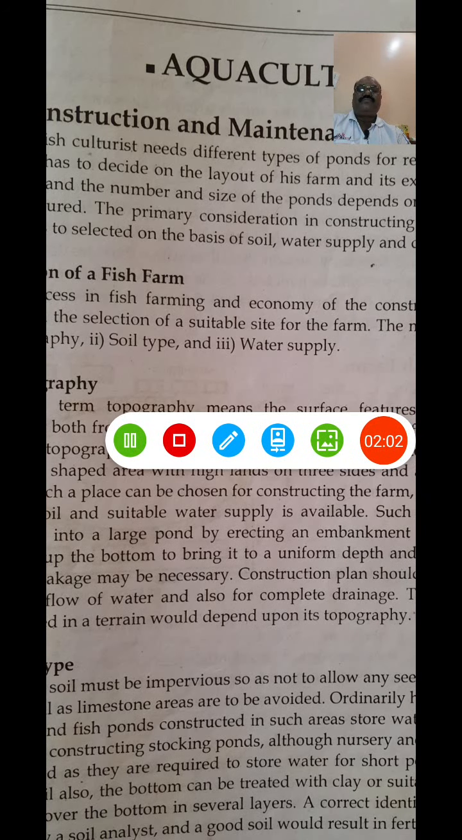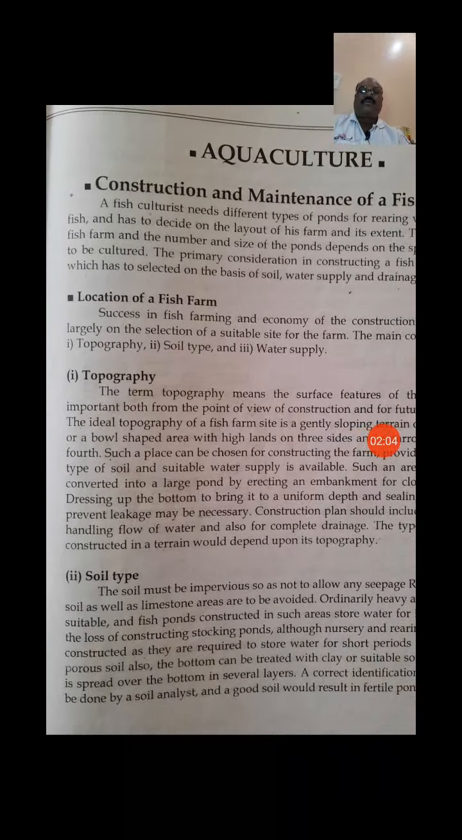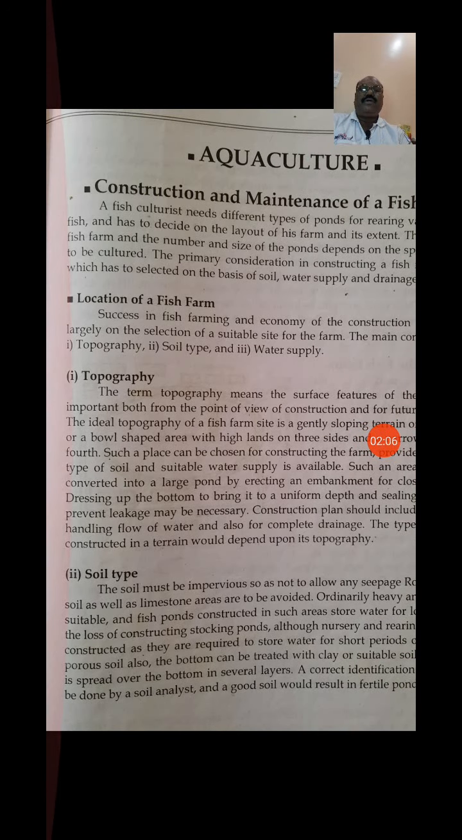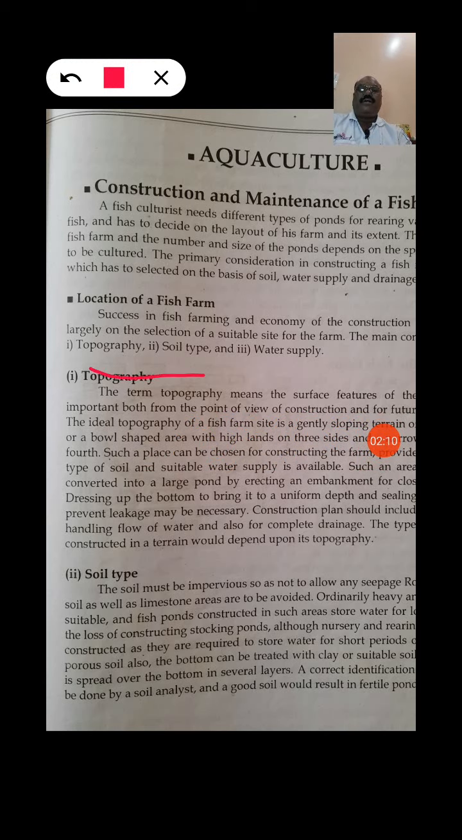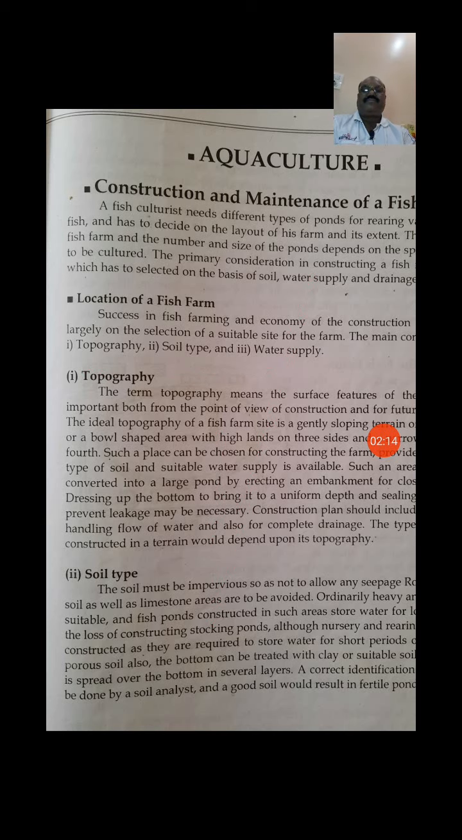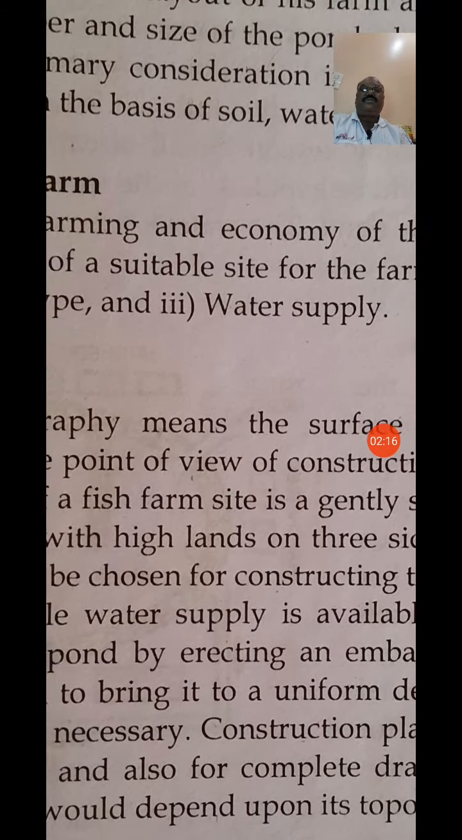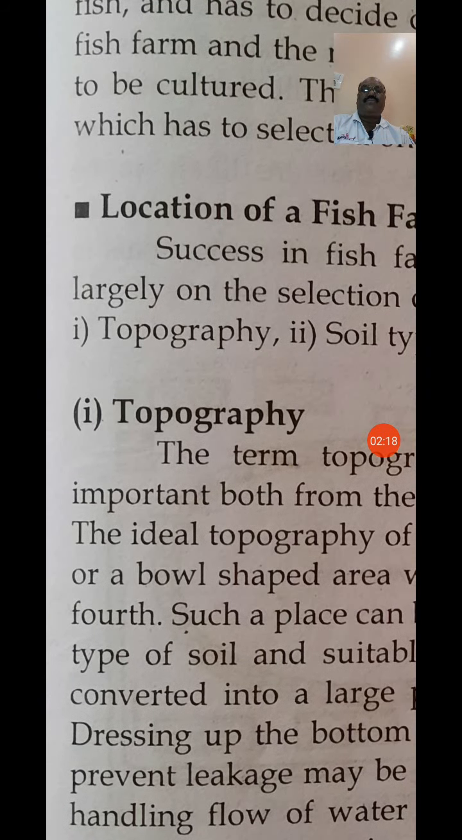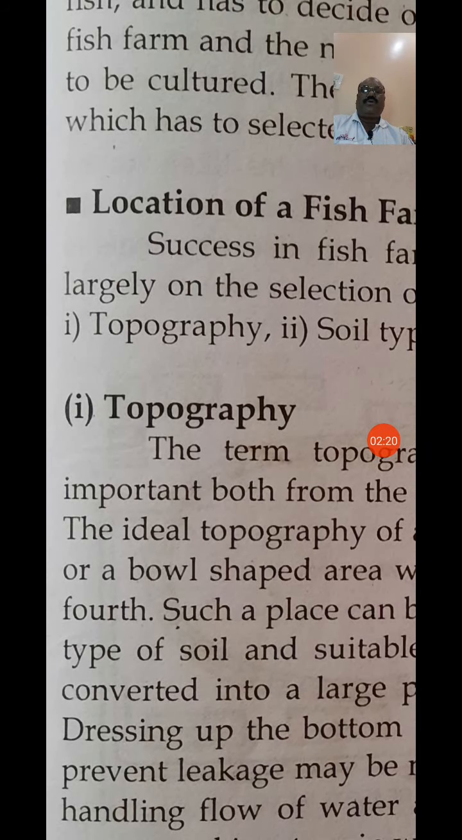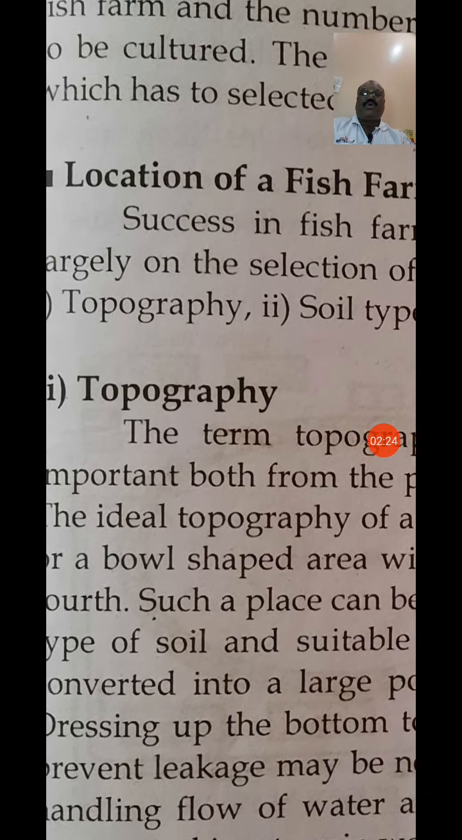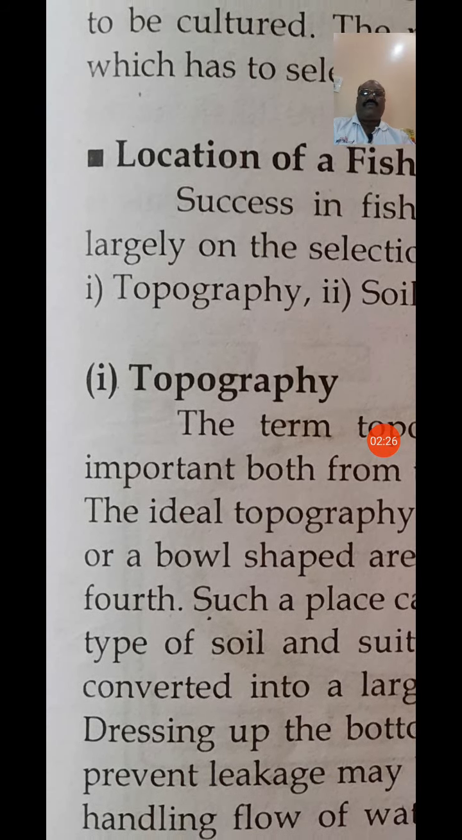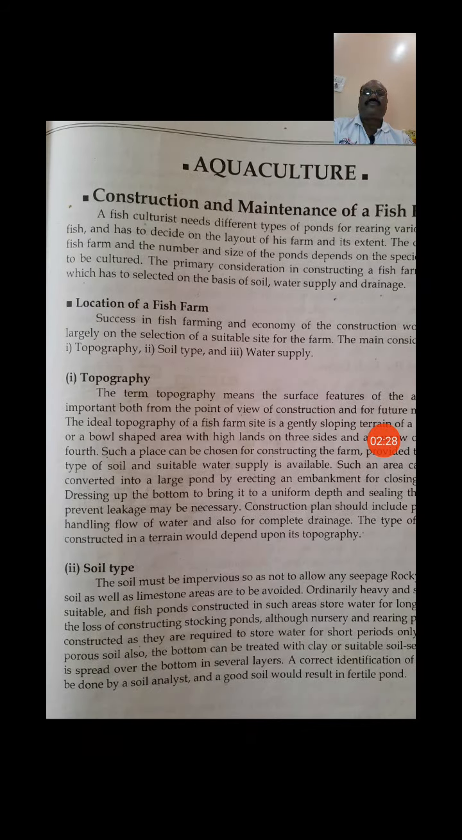See here. This is the topography and soil type and the water supply. These three parts are the most important for construction of the fish farm and for the location of the fish farm. Now the first point, that is the topography. So what does this mean?